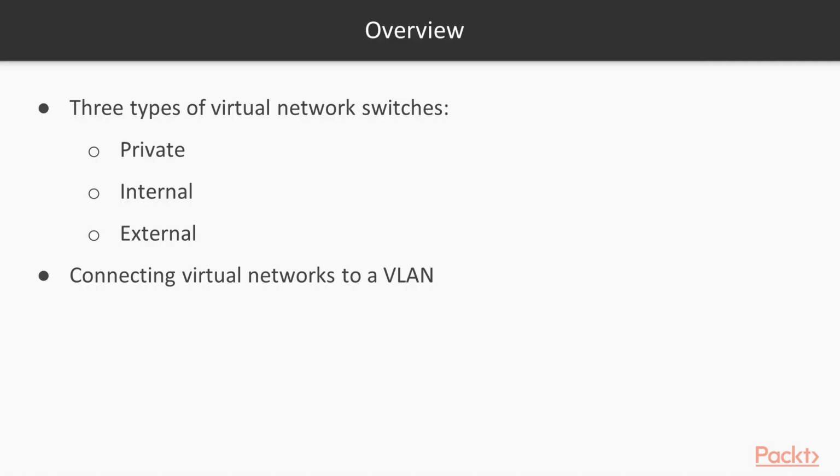To provide network connectivity between virtual machines, segregate virtual machines into subnets, and connect virtual machines to external networks, Hyper-V provides virtual switches. In this lesson, you will learn about the three types of Hyper-V virtual switches and the differences between them. You'll also learn how to connect virtual networks to an existing VLAN.